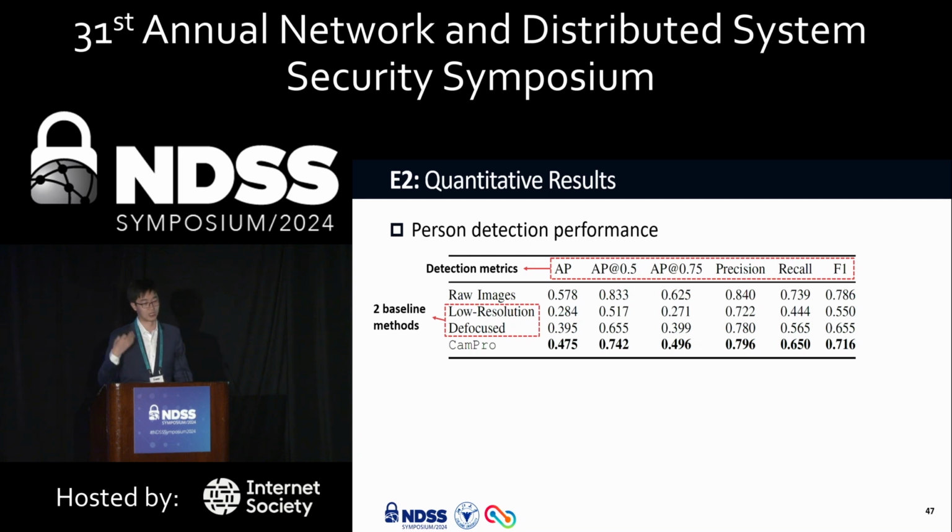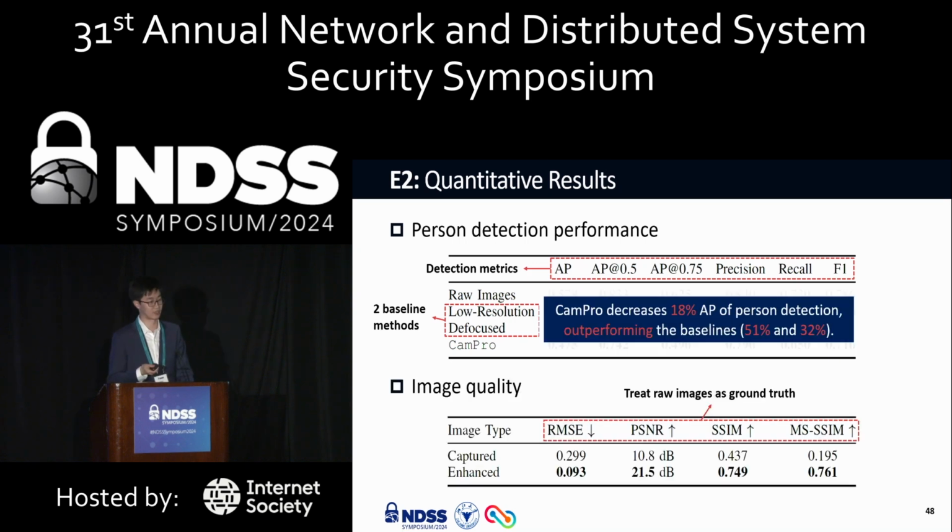We tested the person detection performance on the COCO dataset and selected 2 other hardware-level heuristic methods as baselines. Compared to unprotected raw images, the average precision, or AP, on protected images is minorly decreased by 18%. But on all the detection metrics, CamPro can outperform the baseline methods.